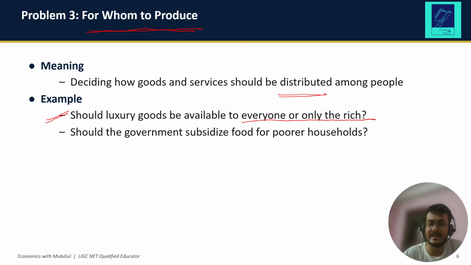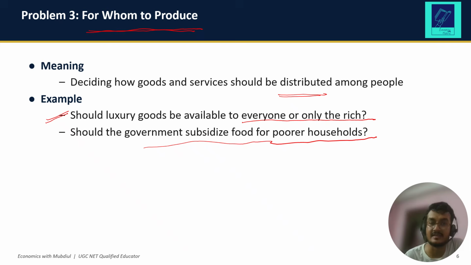Now let us look at the second example. Should government subsidize food for poorer households? Now what is a subsidy? A subsidy is financial assistance provided by the government to reduce the prices consumers pay or reduce the cost producers incur. Let's understand this through a simple example. Suppose rice normally costs rupees 50 per kilogram. Many poor families cannot afford it. The government decides to support these families by providing rice at a much lower price through the public distribution system.